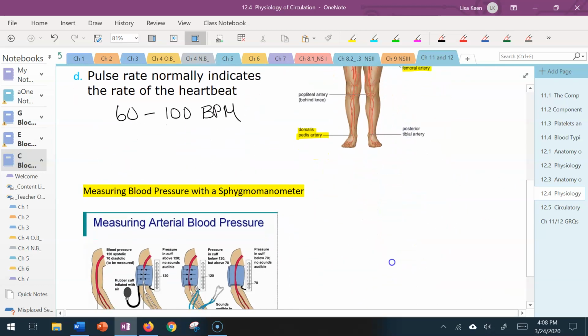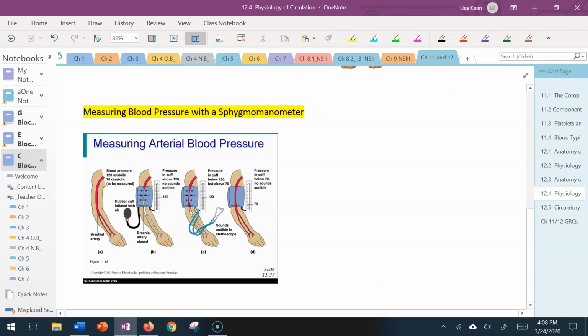If you're going to put a cuff on, that's called a sphygmomanometer. And a sphygmomanometer is a blood pressure cuff that is placed across the brachial artery. And the whole idea is that the person who's taking your blood pressure is going to use this rubber cuff and inflate the portion that's over your arm.